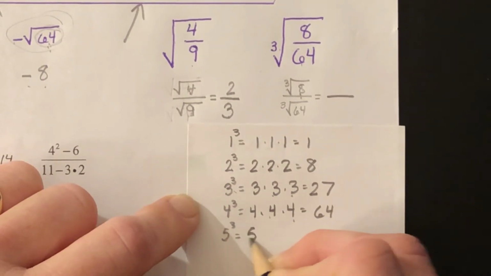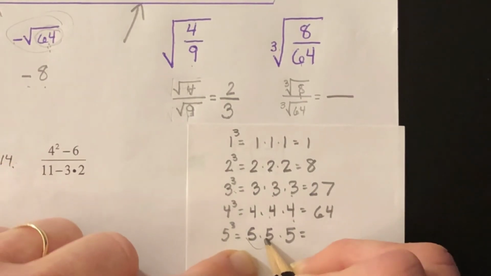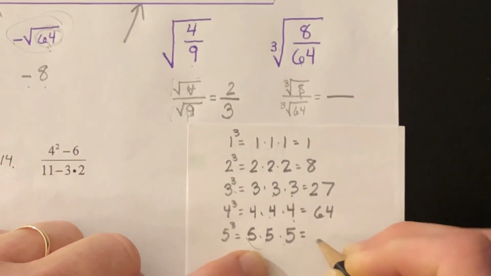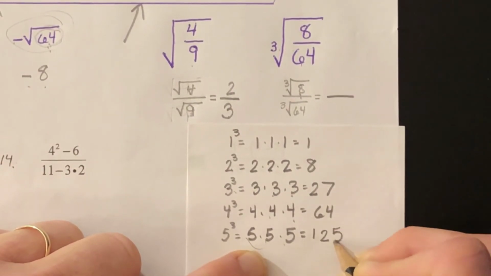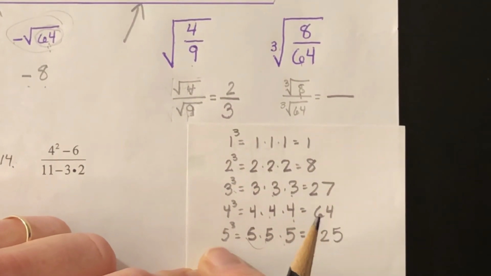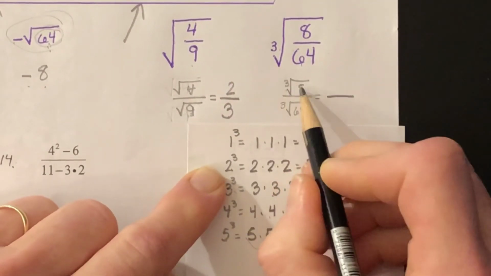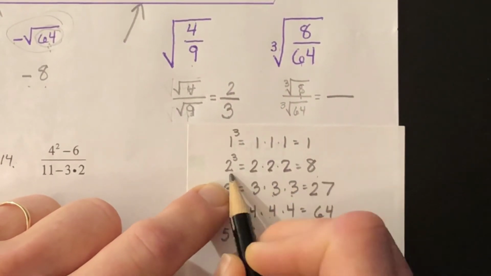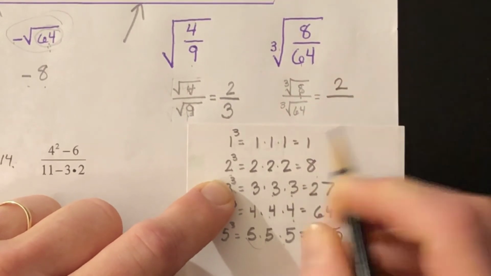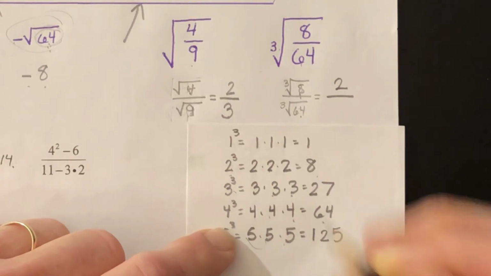5 cubed is 5 times 5 times 5. 5 times 5 is 25, times 5 is 125. So there's my little reference. If I have to go past 5, I will, but I'm just going to start with this. Let's see. I have the cubed root of 8. Well, that's 2. Then I have the cubed root of 64. Oh, that's 4. Oh, I went higher than I needed to, see?